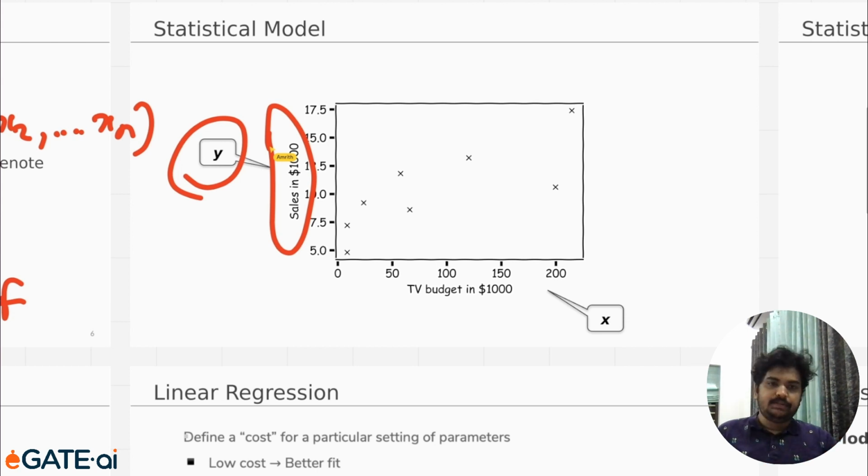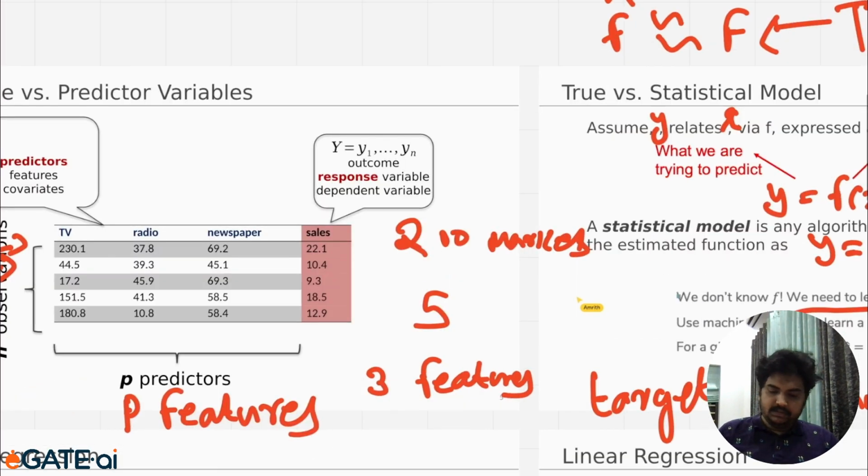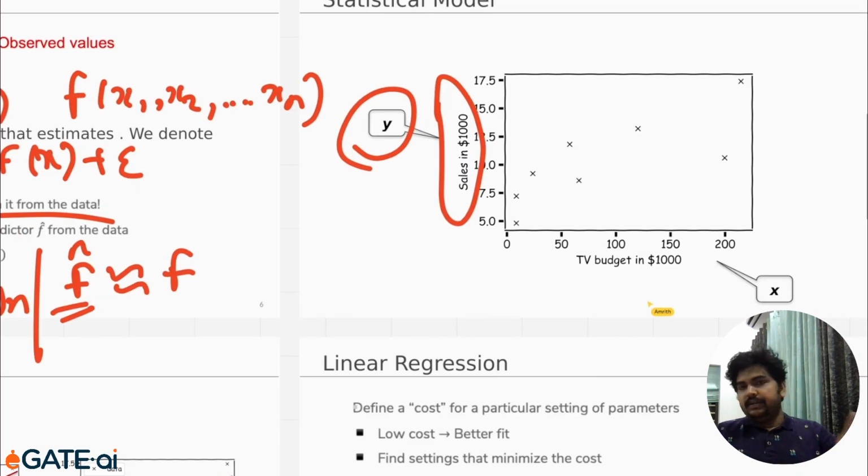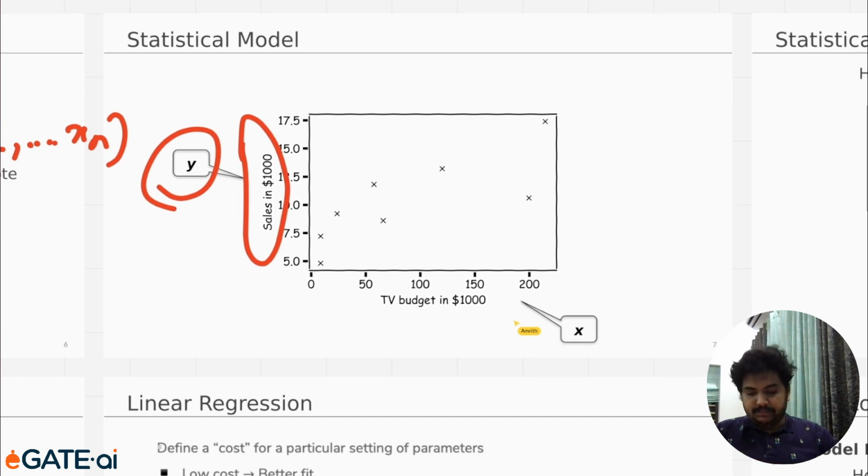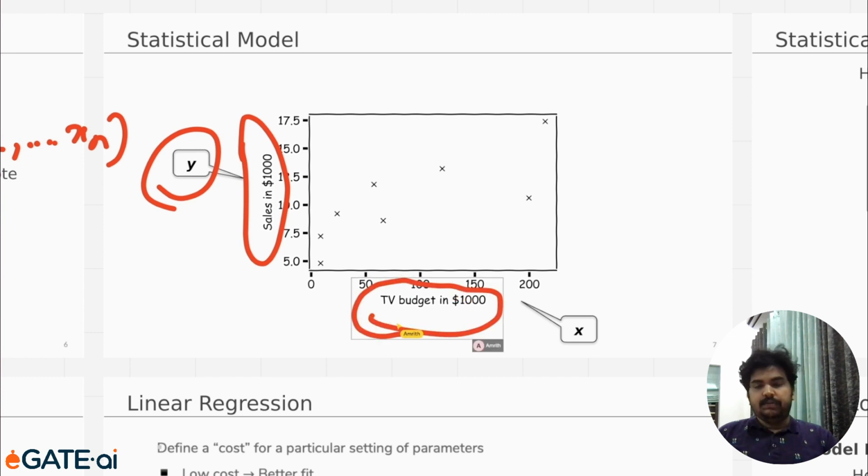taking TV budget. I could have taken radio, I could have taken, I think print was the third one. Yeah, newspaper was the third one. I am arbitrarily taking TV budget for the sake of simplicity. I could have taken any of the others as well. For the time being, we are taking this TV budget again in units of $1,000.